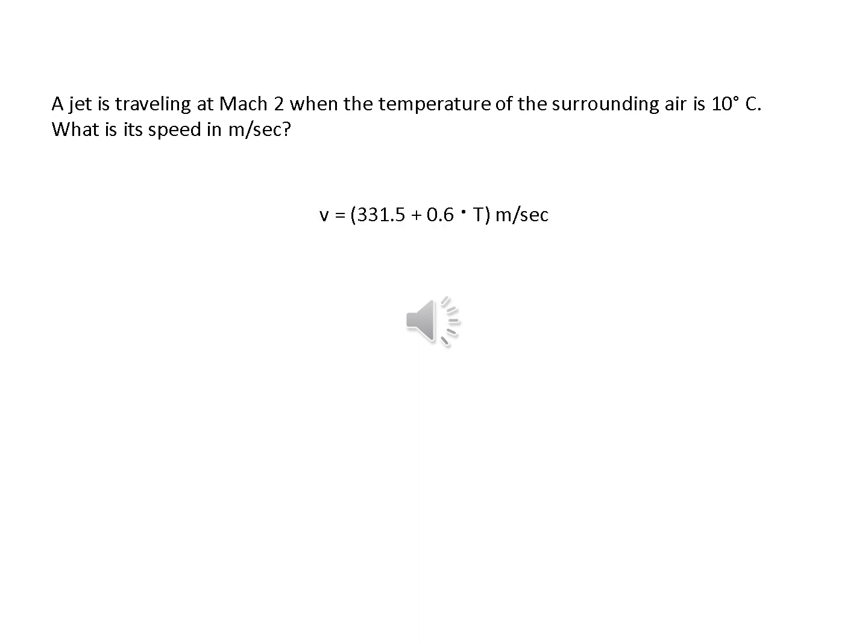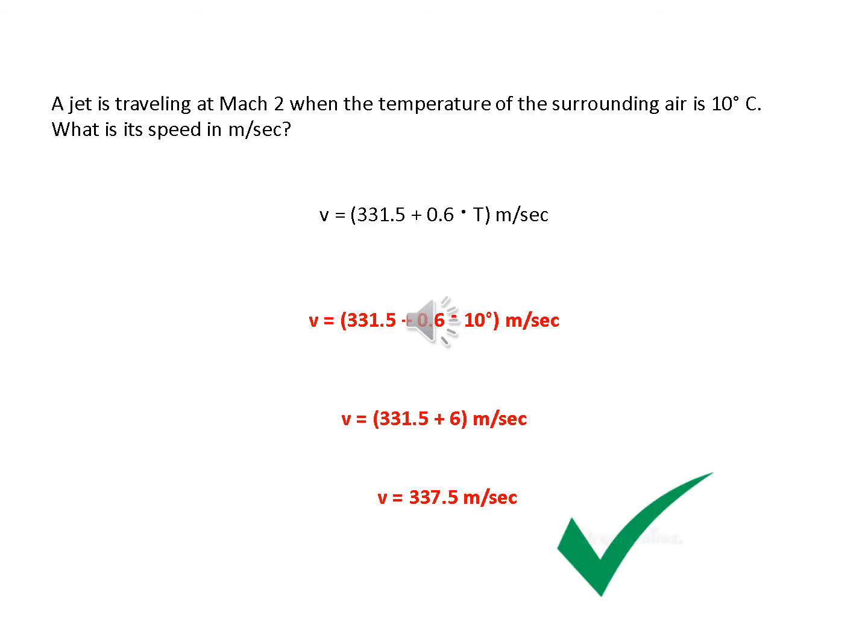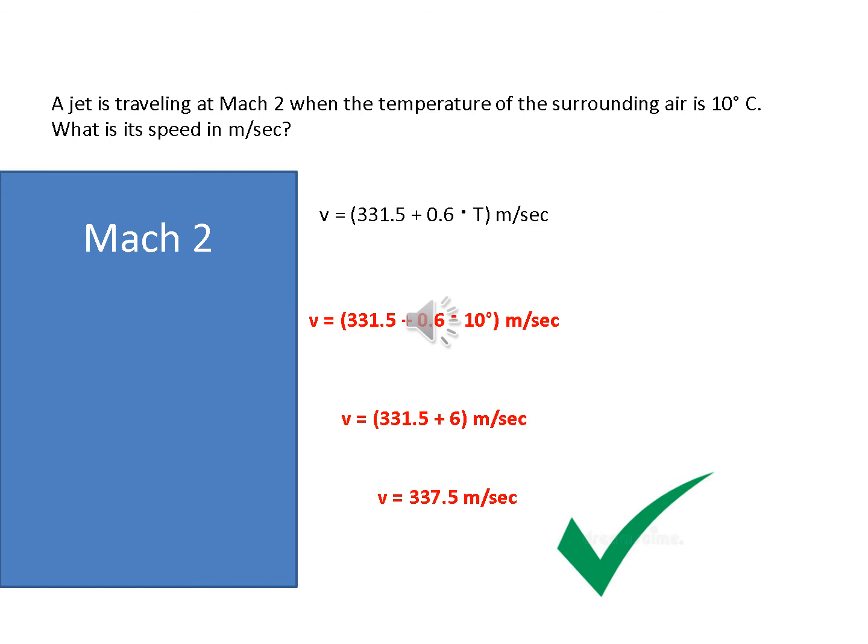So once again, we're going to use our speed equation. We get 331.5 plus 0.6 times the temperature in Celsius, and we're going to label it meters per second. We plug in 10 degrees, and we do the multiplication. 0.6 times 10 equals 6, and very easy to add that to 331.5, and we get the speed of sound at this temperature as being 337.5 meters per second. Now we need to figure out what the speed of the jet is that's traveling at Mach 2. So we're just going to simply multiply 2 times 337.5 meters per second, and we get the answer 675 meters per second.